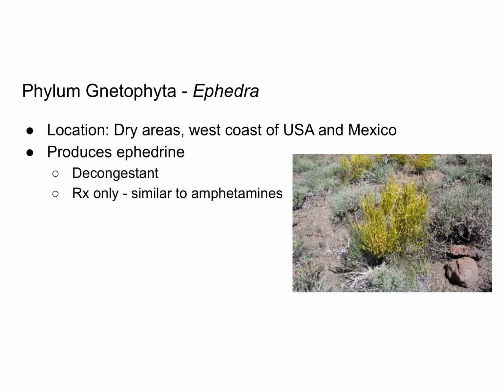The genus Ephedra is located in dry areas along the west coast of the United States and Mexico. And this plant is interesting because it produces this compound known as ephedrine. And ephedrine is a strong decongestant that is only available by prescription. It is similar in chemical structure to amphetamines.